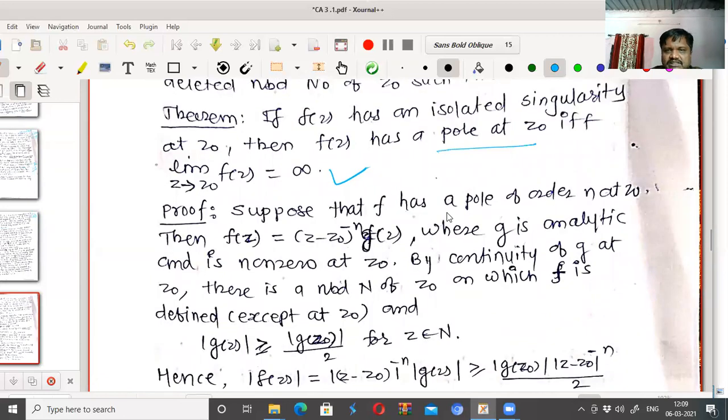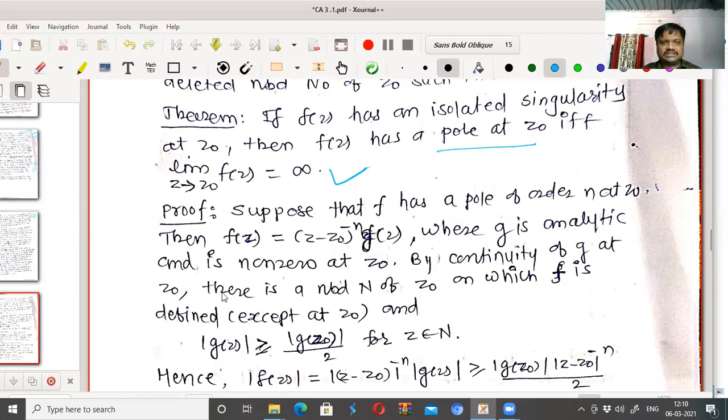First of all, suppose that f has a pole of order n at z0. Then f of z can be written as (z minus z0) to the power minus n times g of z, if it is a pole of order n, where g is analytic and is non-zero at z0, right? Because that can be written as f of z upon (z minus z0) to the power n. And if I multiply it with (z minus z0) to the power n and find its limit, then it becomes g at z0, which is non-zero and analytic.